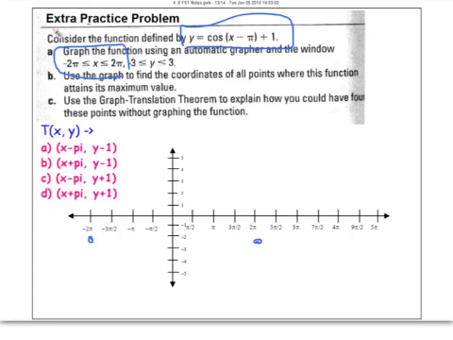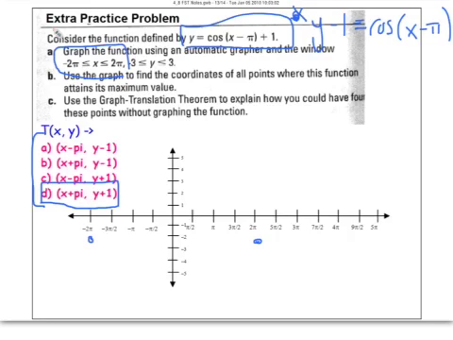And then on part B, use the graph to find the coordinates of the points where the function attains the maximum. And then part C, use the graph translation theorem to explain how we could also find these points without the graphing function. Now the first thing I want to do is just have you practice graphing this function without a graphing calculator. We're going to deviate a little bit. So I want you to take a few moments and take a look at this equation and tell me which one of these 4 translation rules is correct. So take a moment, pause the video, and see if you can pick the correct one of these 4.